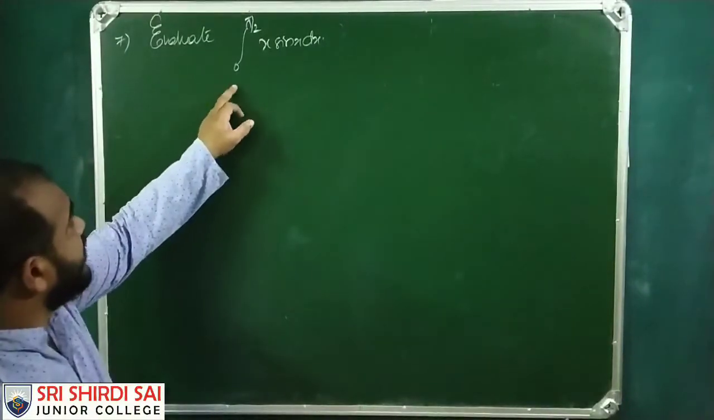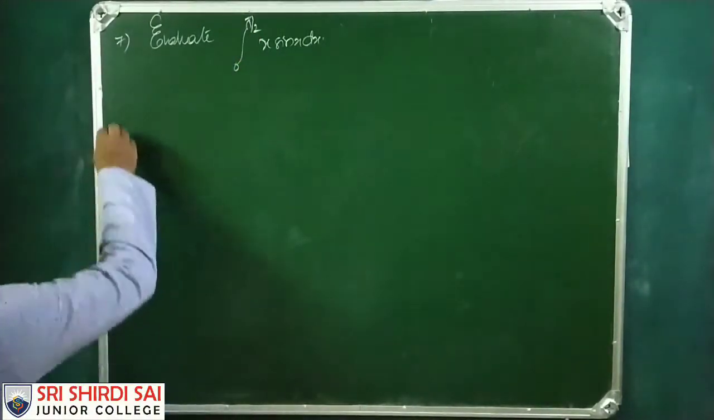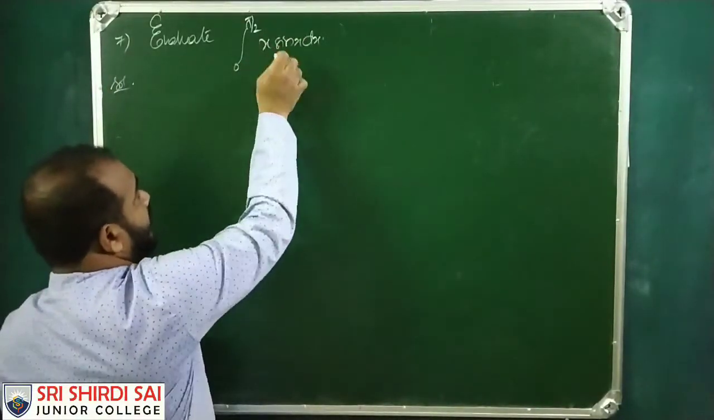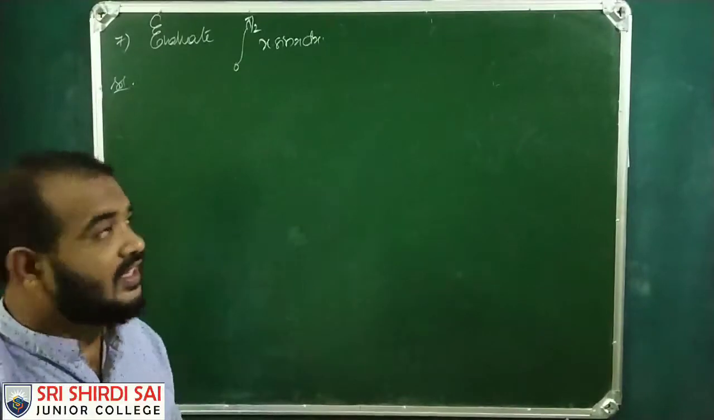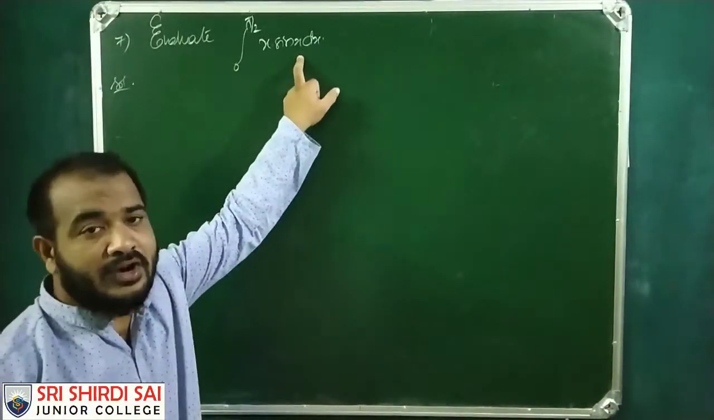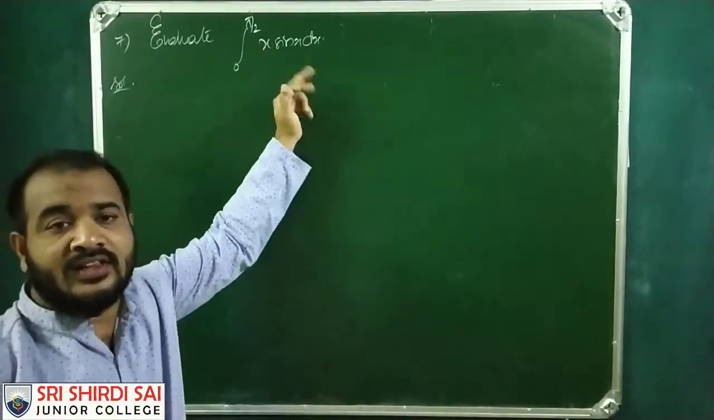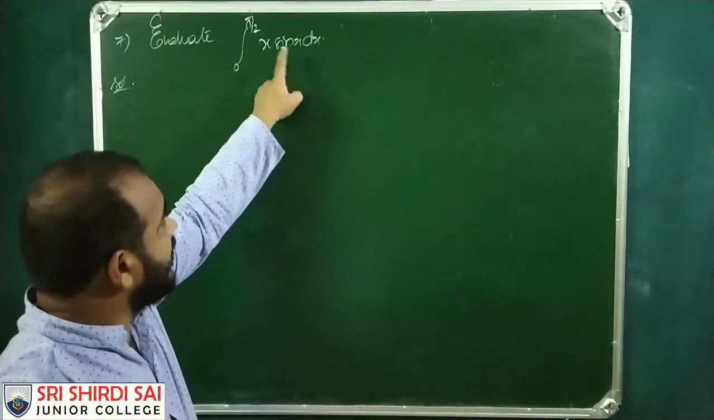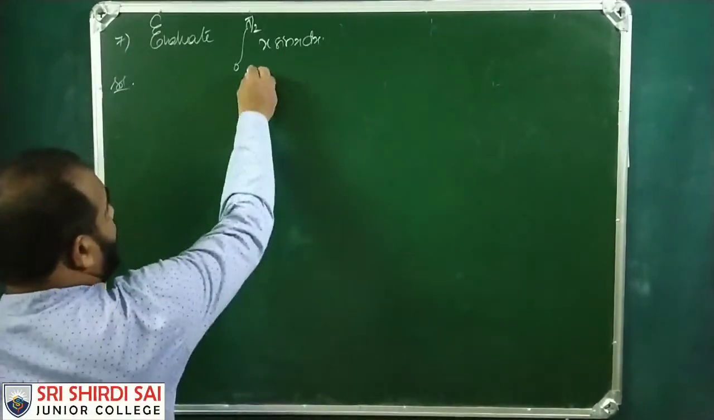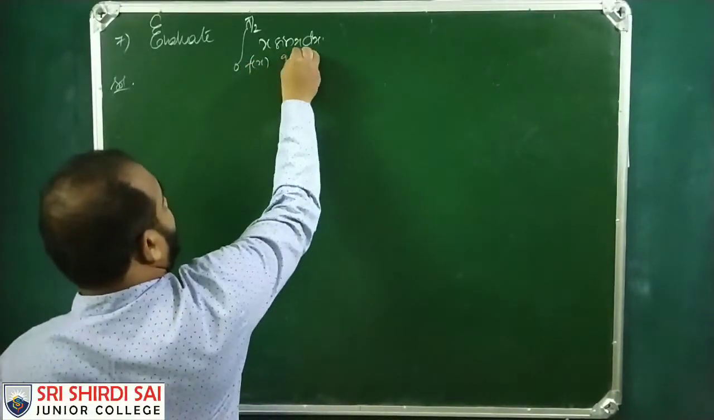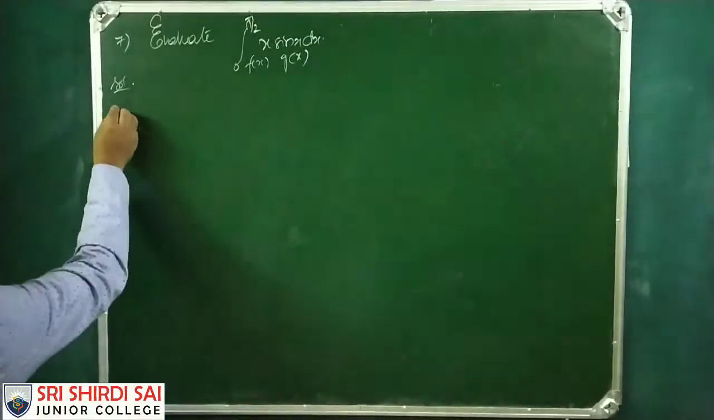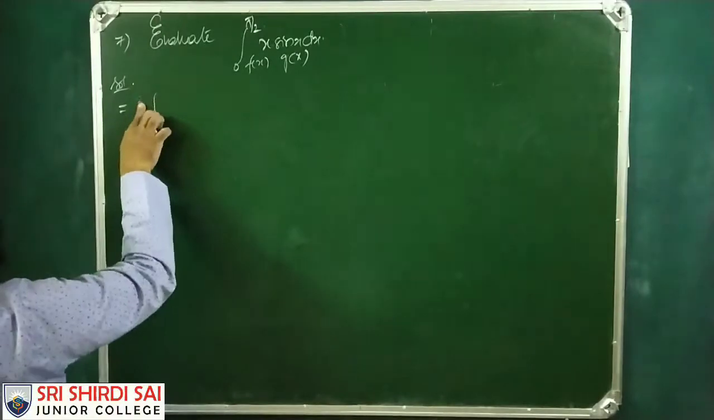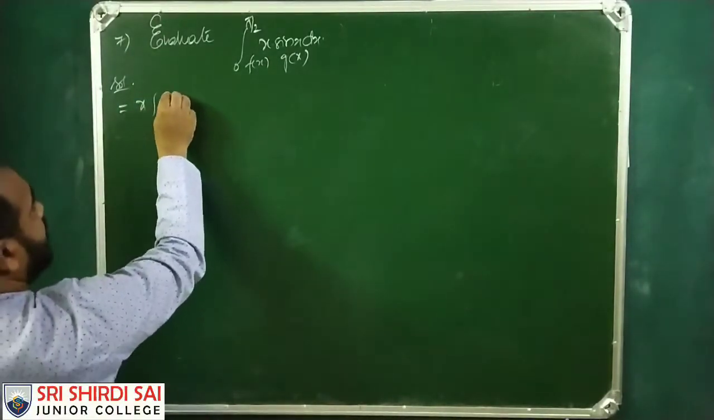The question is integral 0 to pi by 2 x sin x dx. We know how to do this problem. So the integrand is a product of two functions. x is an algebraic function, sin x is a trigonometric function. So let us take the help of the phrase ILATE, where A comes first and T comes next. So this is f of x and this is g of x. So this is equals to first function into integral of second function sin x dx.